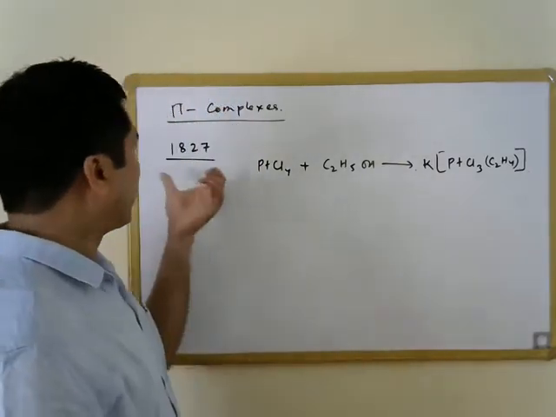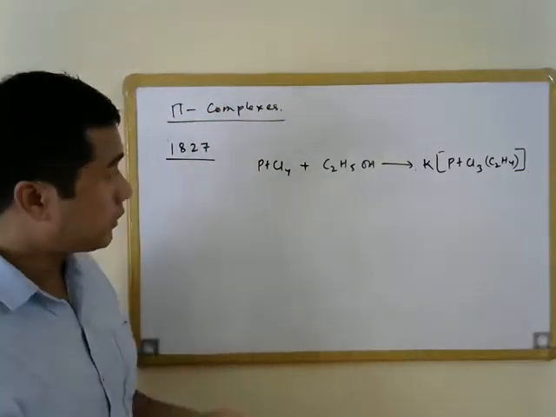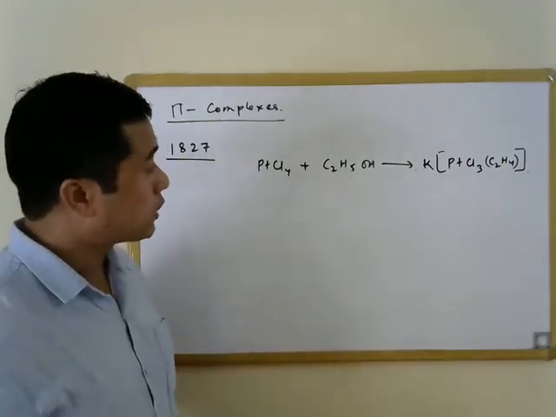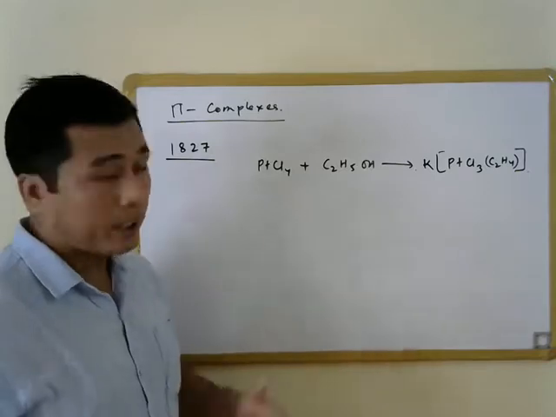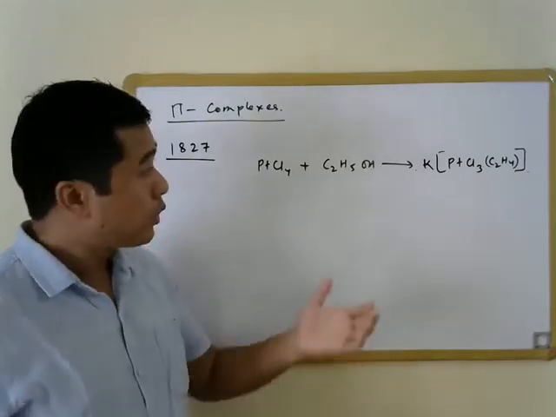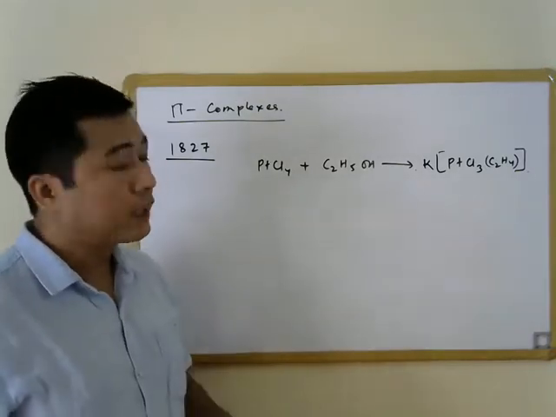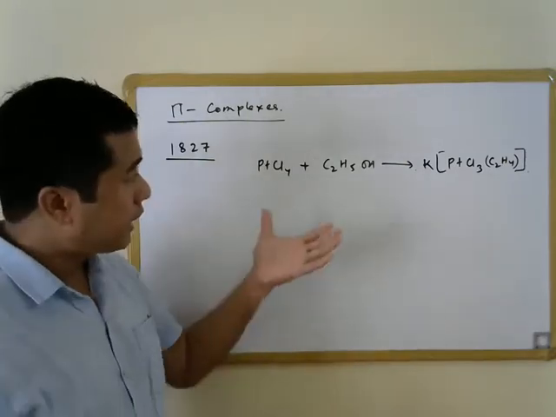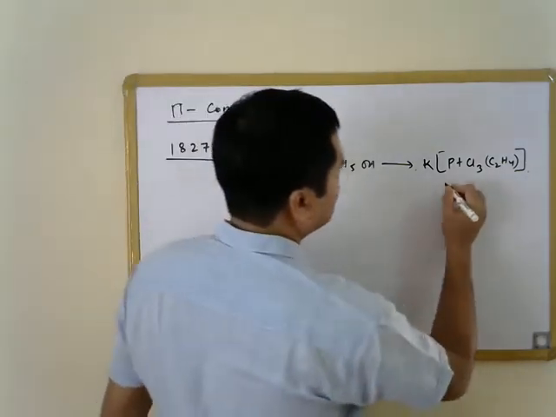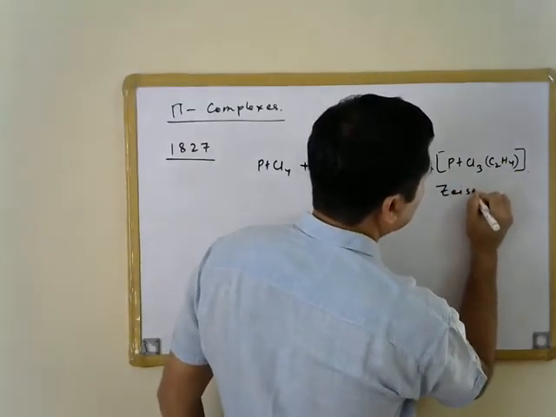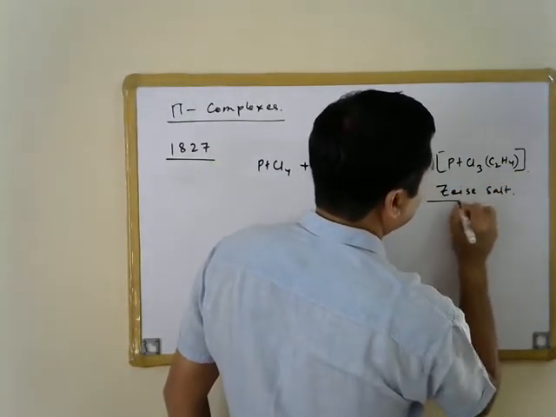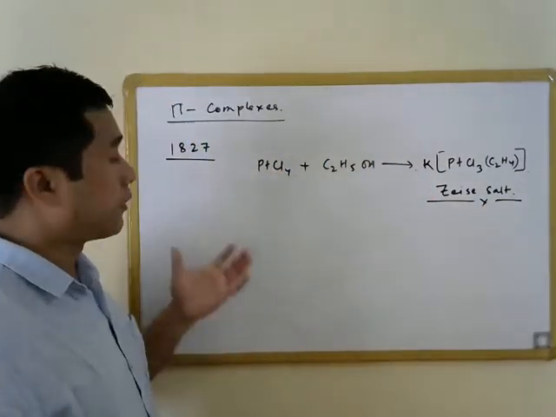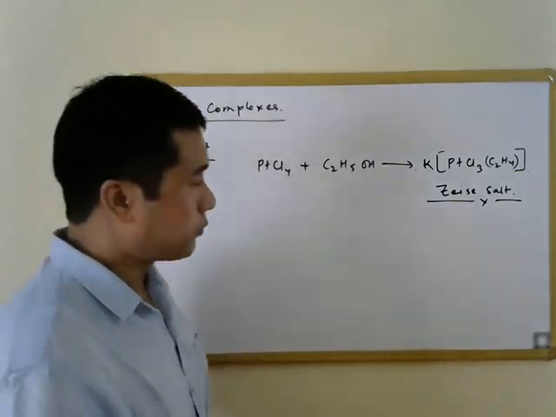Though this compound was prepared in 1827, its structure is only recently known, and people were not able to describe its molecular structure. How the ethylene is bonded to the metal center here to form a stable complex is only known very recently, and that is why this particular compound, Zeise's salt, was interesting for a very long period of time since its discovery.